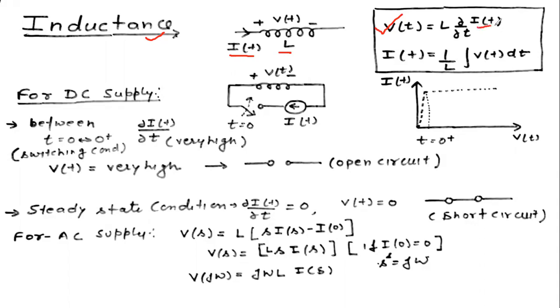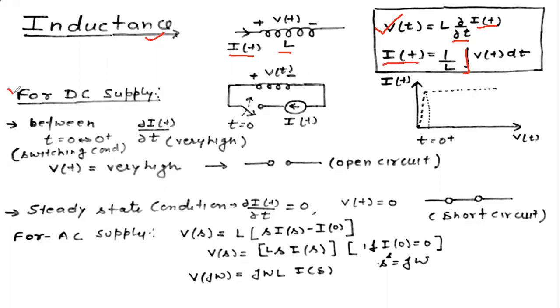So if the current is given across the inductor, differentiate the current and multiply it with L, and that will give you the voltage across the inductor. If you want to find the current and the voltage is given, integrate the voltage v(t) dt and multiply by 1/L. So the basic relations are v(t) equal to L di/dt, and current i(t) equal to 1 upon L times the integration of v(t) dt.